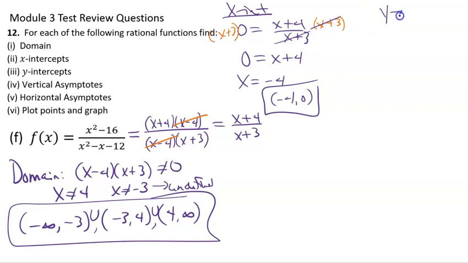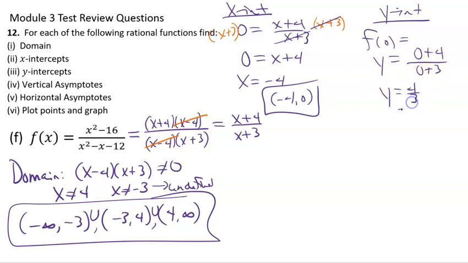Y-intercept. Should you use the simplified version or the original? Hey, I use the simplified all the way around except where I find domain. So simplified version is good. You're finding f of 0, or you could write it as y equals, and then plug 0 in, 0 plus 4 over 0 plus 3. And that gives me something that's not nice, 4/3, but that's okay. So (0, 4/3) is your y-intercept.